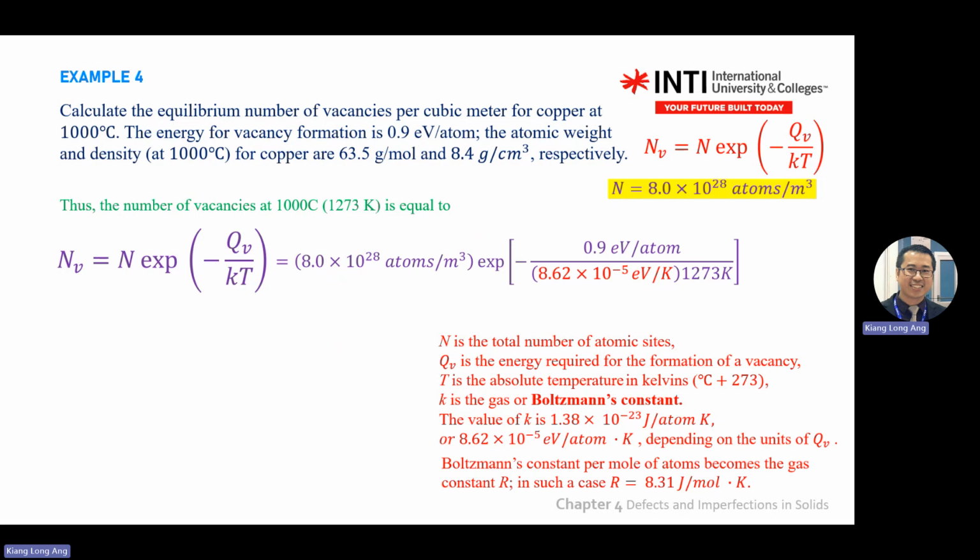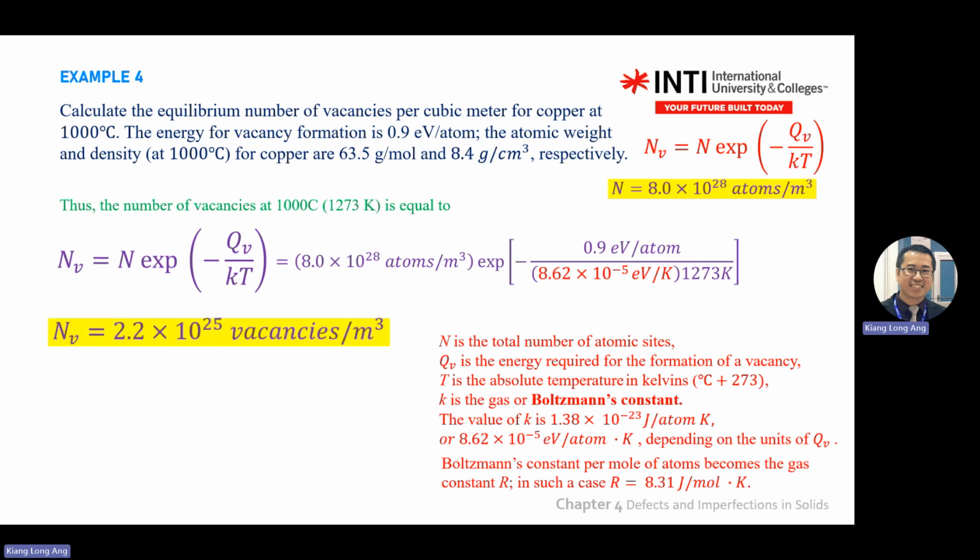Remember why we use 8 and not the 1 point something? It's because the Q is given by EV. You need to match the unit so that you can cancel out. Then remember to change the temperature to Kelvin. Why? Because your Boltzmann constant is in Kelvin, so that you can cancel the unit also.